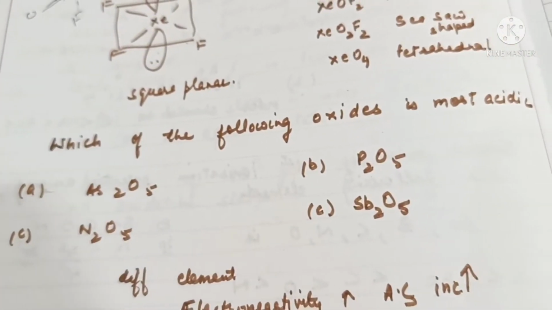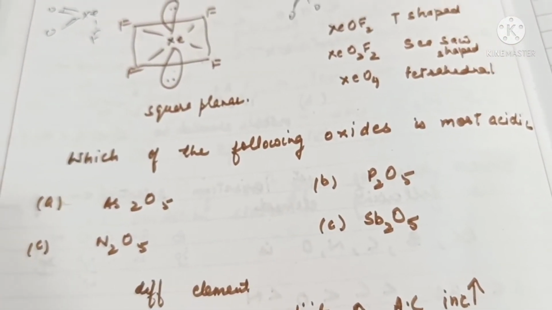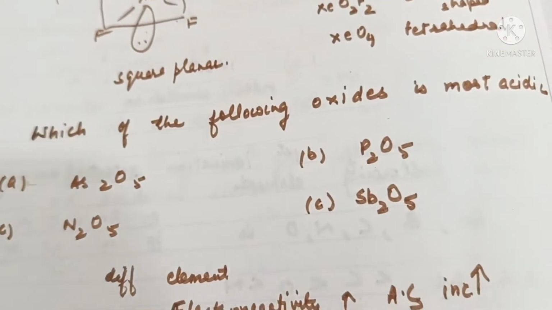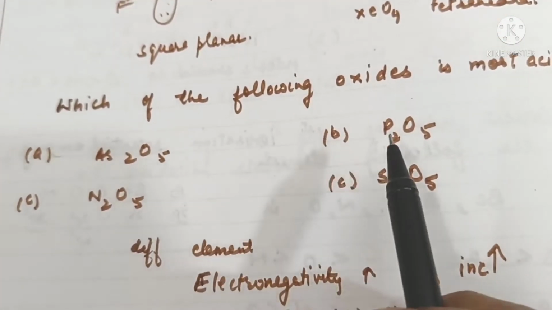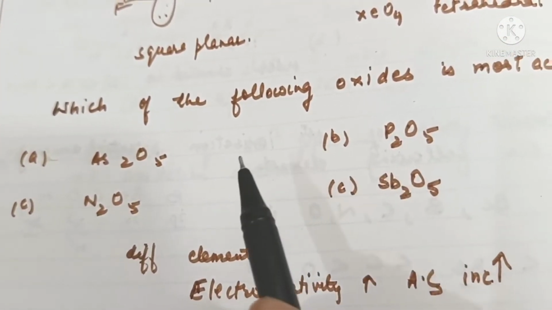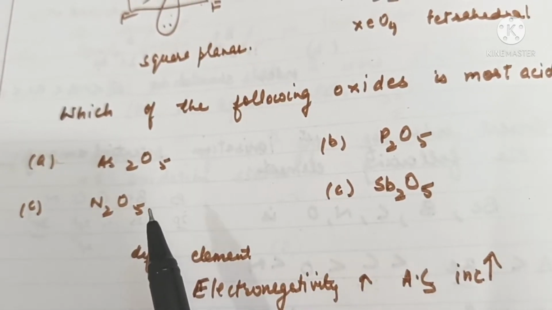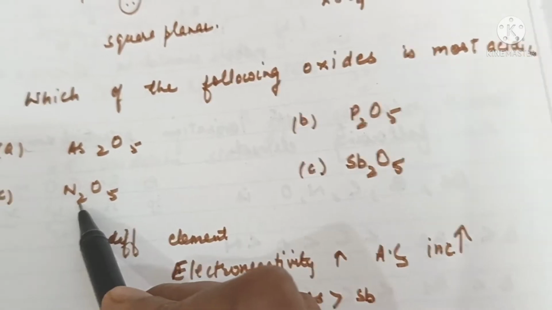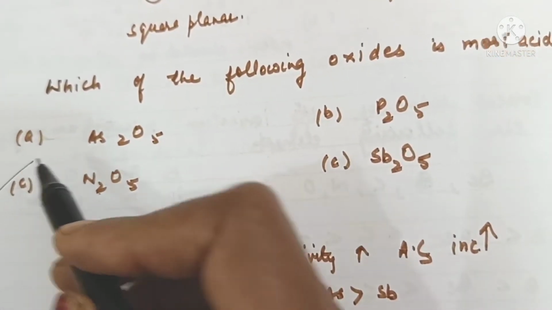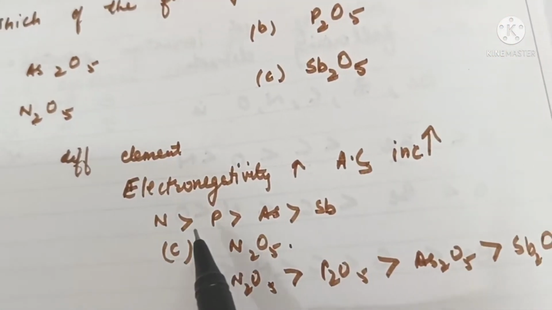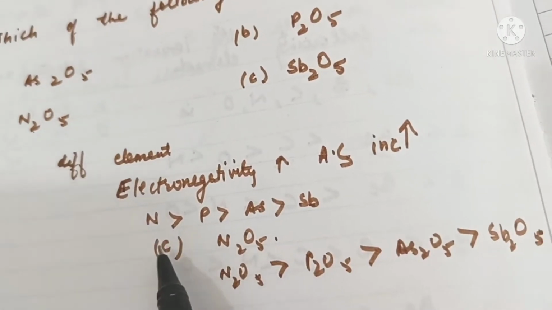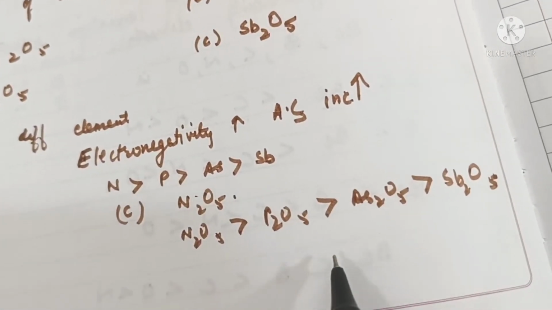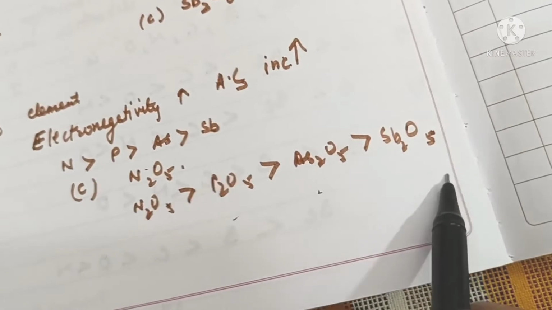Which of the following oxides is most acidic in nature? As these are different elements, the most acidic one will be the one which has the greater electronegativity, which is nitrogen. So N2O5 will be most acidic in nature, and the order will be oxide of nitrogen more acidic than that of phosphorus, than arsenic, than antimony.